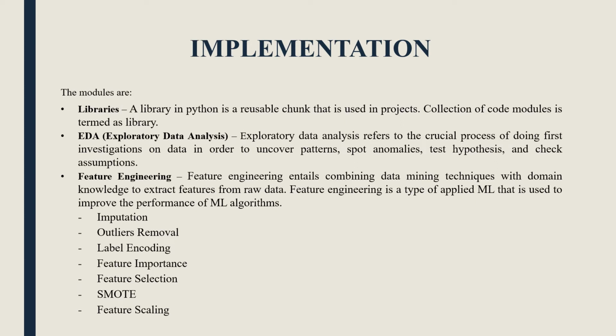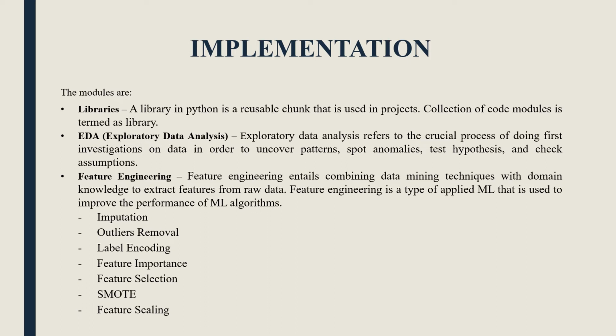Implementation phase. The modules in the implementation phase are: first one is library. A library in Python is a reusable chunk. In a simple way, it is termed as a collection of code modules. The second phase is exploratory data analysis. In this, we have used 3 techniques, that is univariate, bivariate, and multivariate analysis, in order to find out the patterns in the data and also the relationship between attributes.